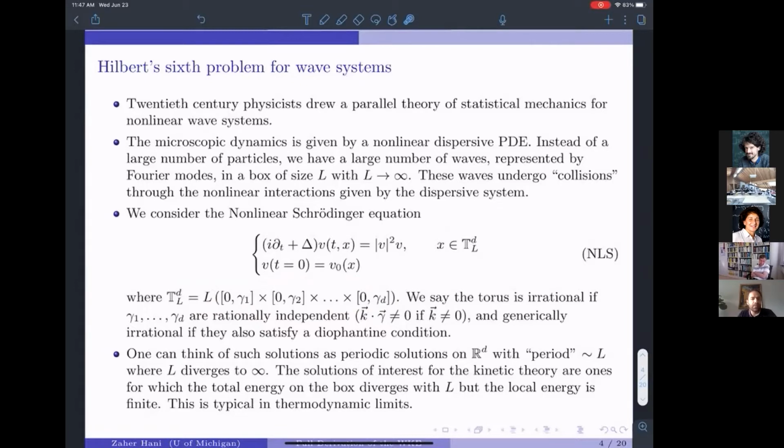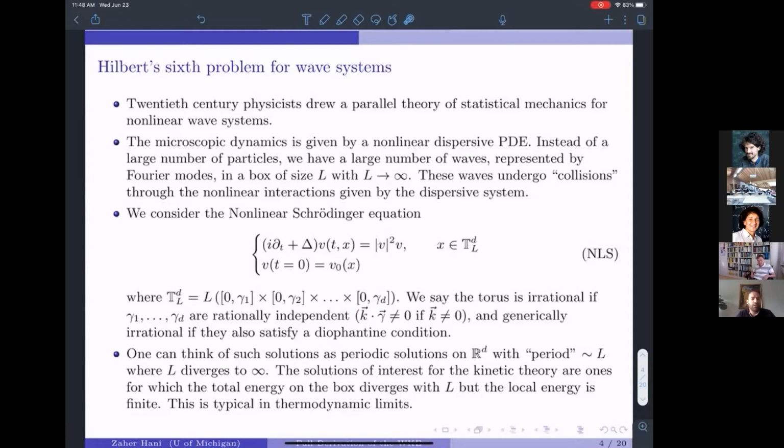We say that the torus is irrational if gamma 1 up to gamma d are rationally independent, which means that k dot gamma is different from 0 whenever k is a non-zero integer vector. And we say that this torus is generically irrational if not only is it different from 0, but we have a Diophantine condition that is imposed over here. Okay, and of course one can think of those solutions as periodic solutions on R^d. These are solutions with period of order L, and this L is diverging to infinity.